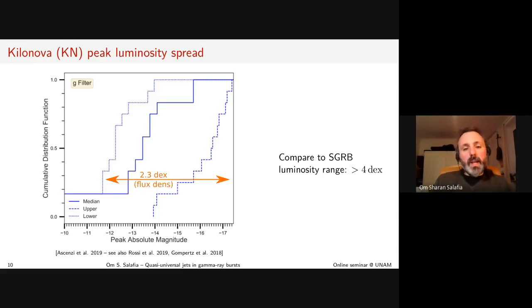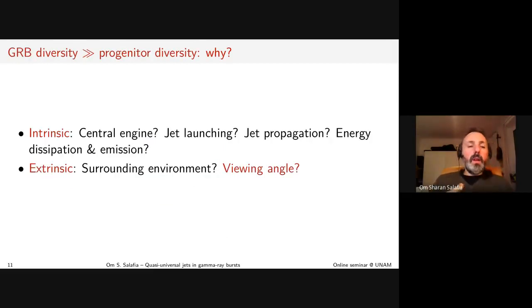And even in the most conservative case, this kind of distribution doesn't span more than just slightly above 2 orders of magnitude. And these must be compared with the luminosity range of short gamma ray bursts, which is at least 4 orders of magnitude. So again, in both cases, we see a very large diversity, at least in terms of energetics in gamma ray bursts, while their progenitors seem not to be as diverse as the GRBs are.